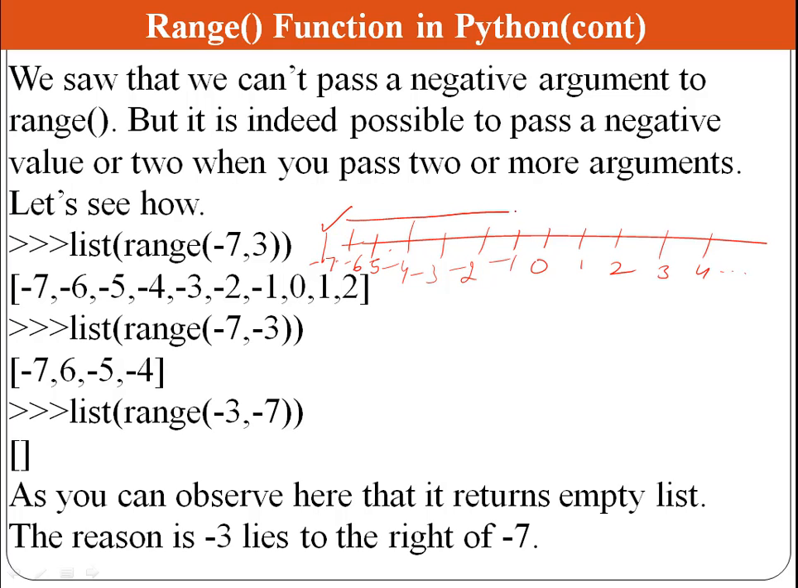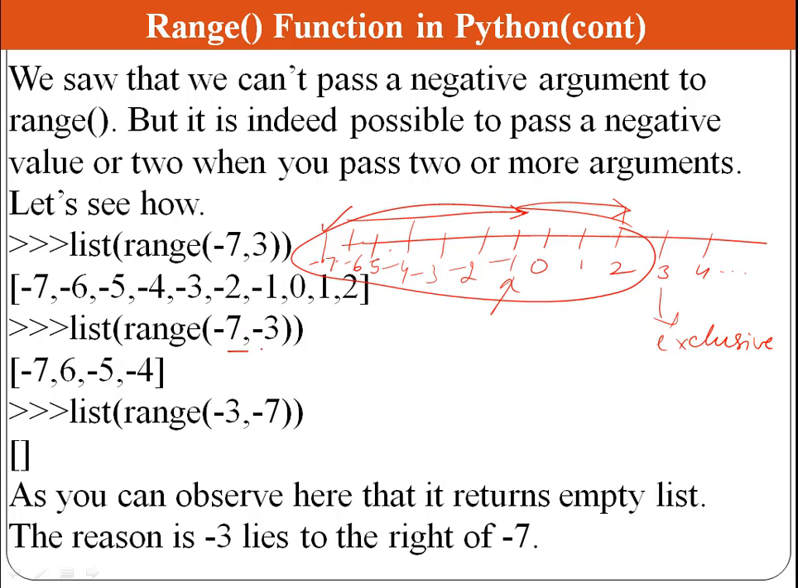So it means minus 7 up to positive 2 will be displayed. So 3 is excluded. This is exclusive, I will say, right? So in this way, if you talk about minus 7 to minus 3: minus 7, minus 6, minus 5, minus 4. So this is exclusive, right?